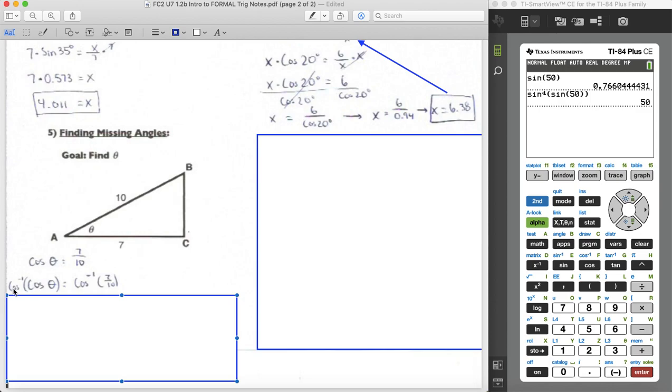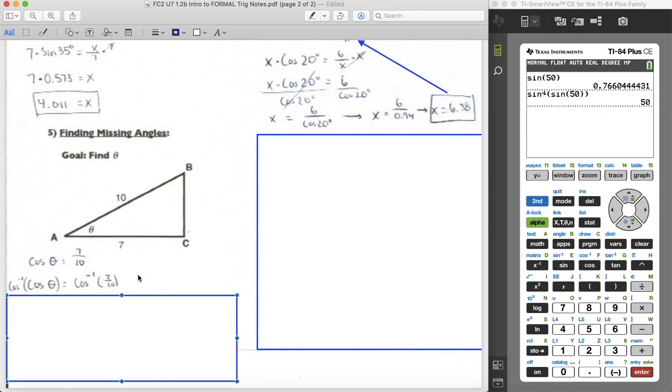So I'm taking the cosine inverse of cosine of theta. That ends up canceling out both cosines on the left side, so I'm left with theta. And then the cosine inverse of 7/10 will give me my angle. This operation will give me my angle. This is where it starts to get kind of like you say, ta-da, it ends up giving you your answer, and it's quite convenient.